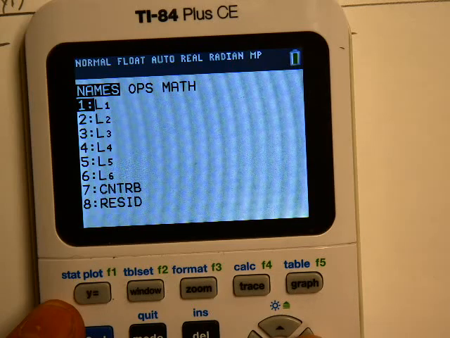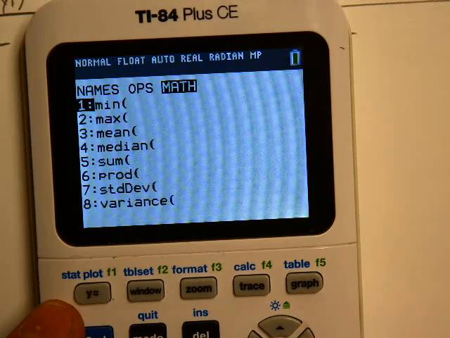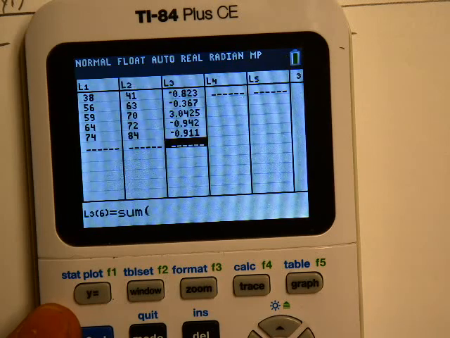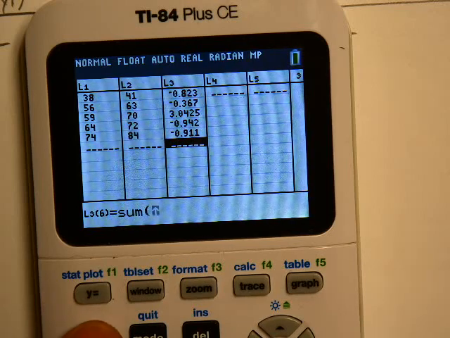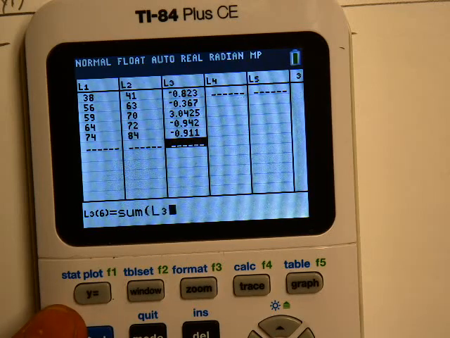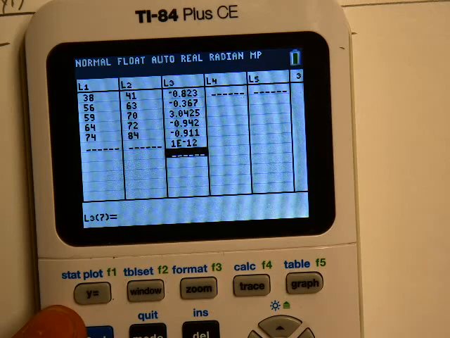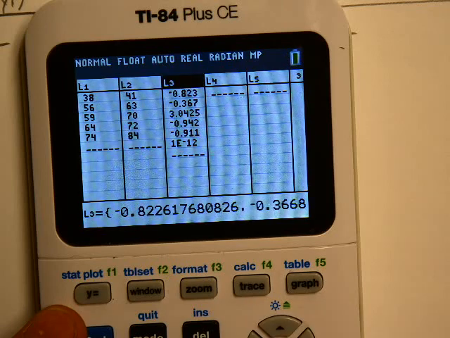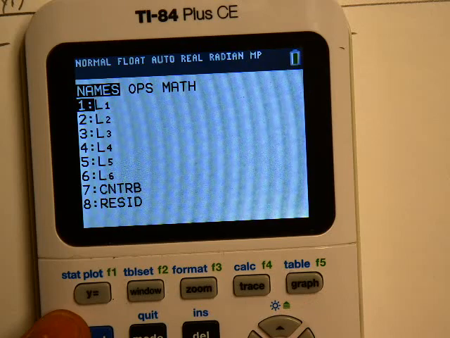I'm going to go over to math. So second stat, over to math. I'm going to choose sum. And what do I want the sum of? L3, yeah. Or the residuals, you could say residuals there too. How'd you get the residuals on that? Go up to the top, go second stat, and then put in residuals.